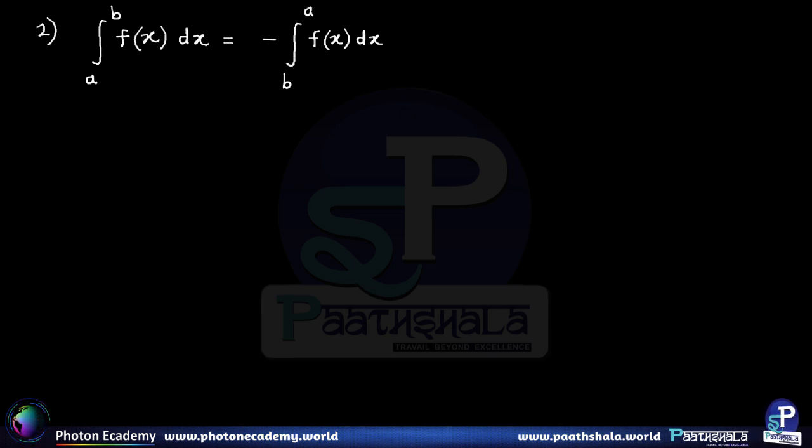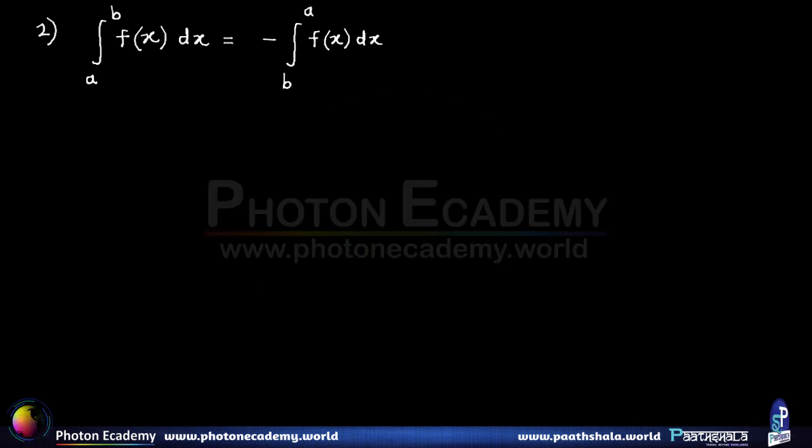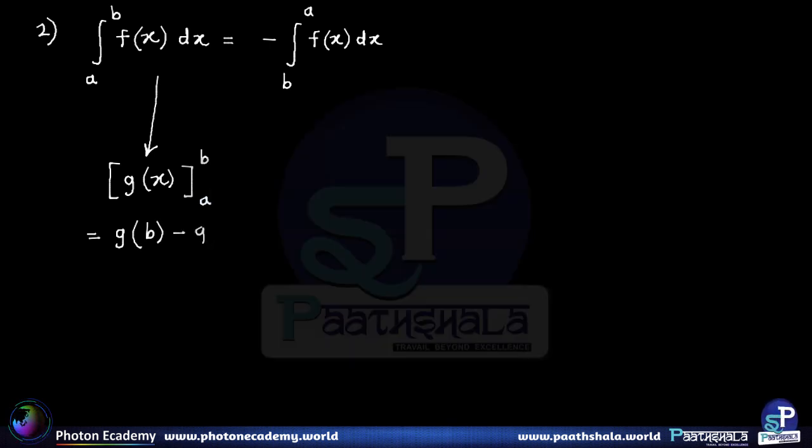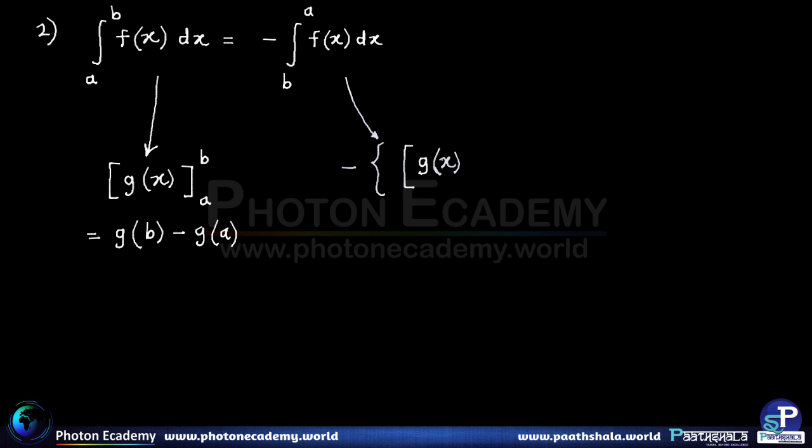So this is also very much straightforward, because we know that, suppose, let us denote the integral of f of x as g of x. So when we evaluate it between a and b, we get it as g of b minus g of a. Right? Now the same if we calculate on the right hand side, the minus of integral g of x, but now this is evaluated from b to a, so that gives us minus of g of a minus g of b.